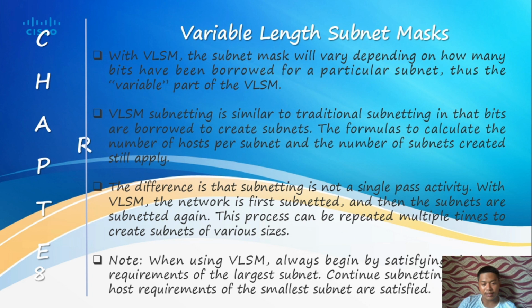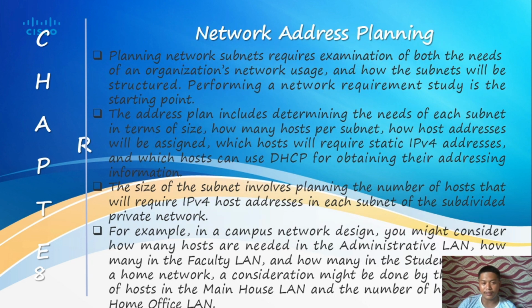The difference is that subnetting is not a single pass activity. With VLSM, the network is first subnetted. The subnets are subnetted again. This process can be repeated multiple times to create subnets of various sizes. Note: when using VLSM, always begin by satisfying the host requirements of the largest subnet. Continue subnetting until the host requirements of the smallest subnet are satisfied.